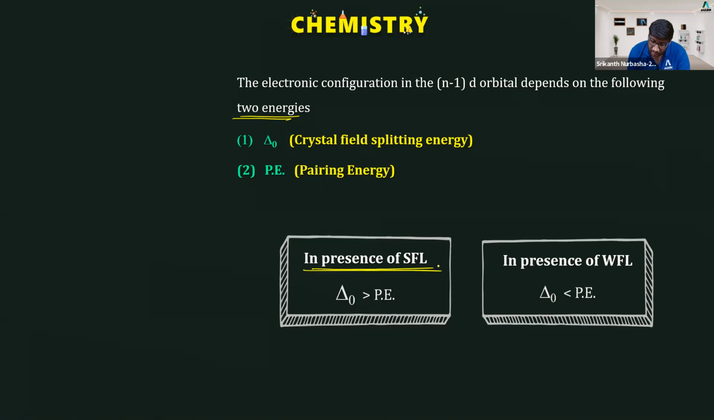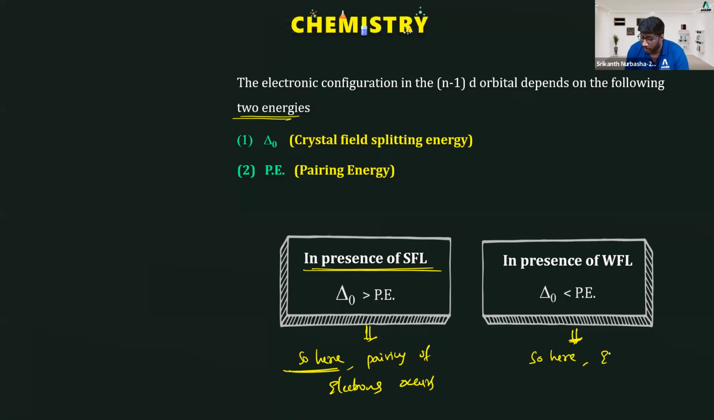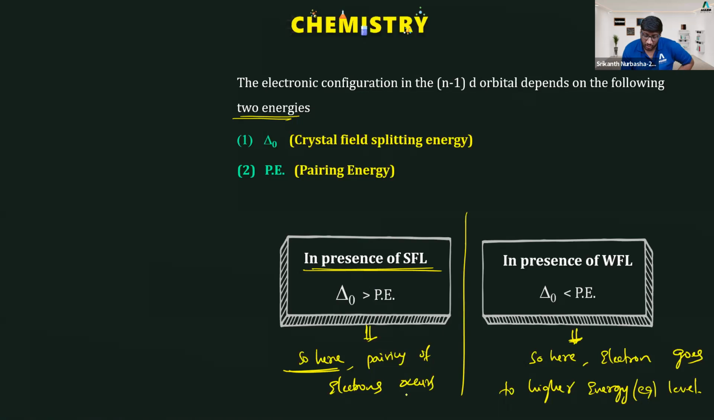In the presence of strong field ligand, the splitting energy is greater when compared to pairing energy. So what will happen here? Pairing of electrons occurs. In the presence of weak field ligand, the pairing energy is greater when compared to the splitting energy. So here the electron goes to the higher energy level, the EG level. Without pairing, the electron will be going into the higher energy EG level in the case of weak field ligand, and in the presence of strong field ligand, the electrons pair up in the T2G level itself, so that you will be getting more paired electrons.